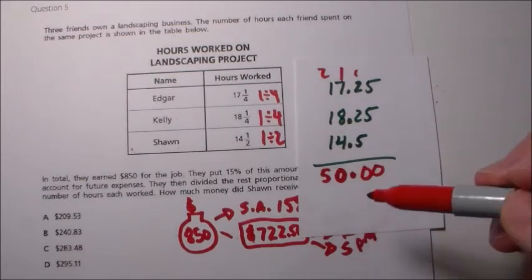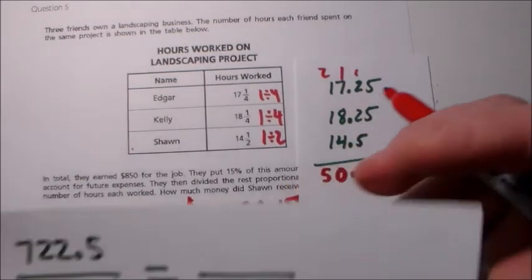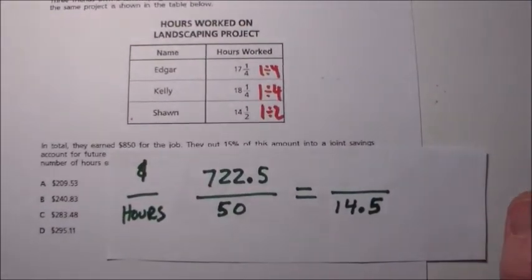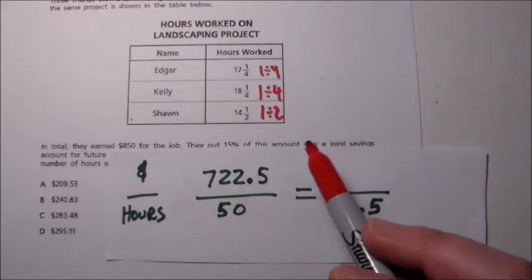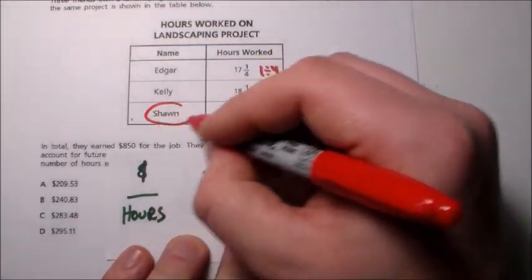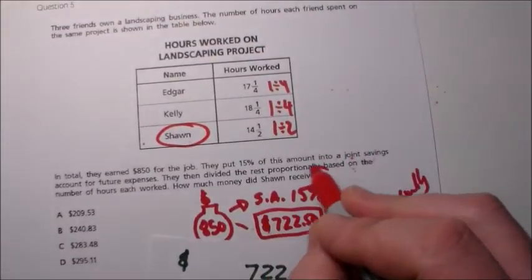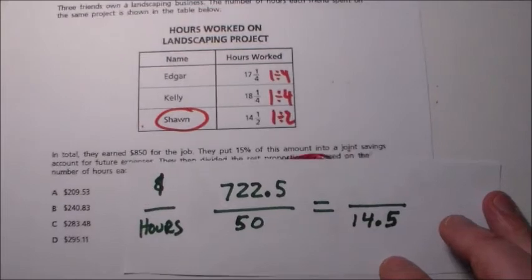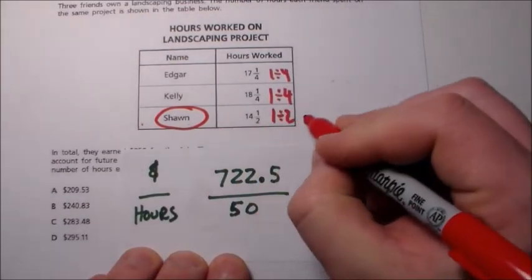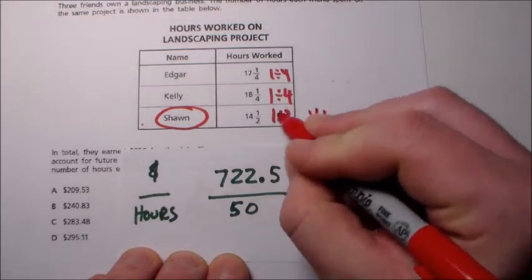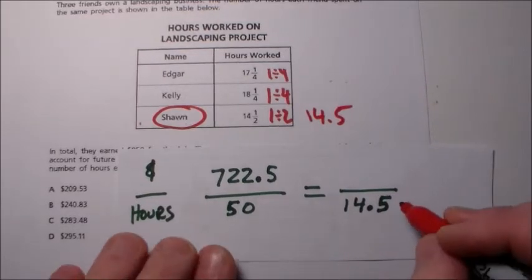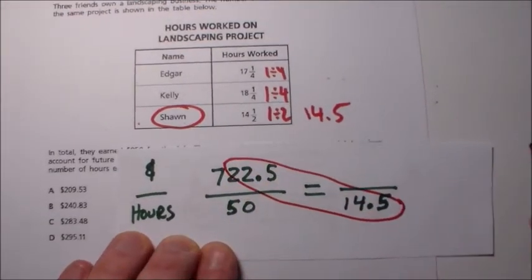But we know that $722 is going to be proportional to 50 hours worked. And how much did Sean work? Well, he worked 14 and a half hours. So we're just going to do this. Remember, the question is, how much did Sean receive? So we're just going to do a proportional relationship. We have Sean, who received, remember, 14, and 1 divided by 2 is 0.5. Sean worked 14.5 hours.